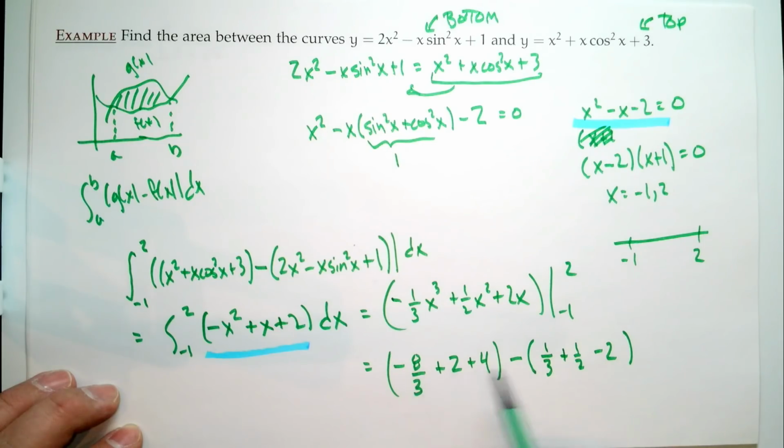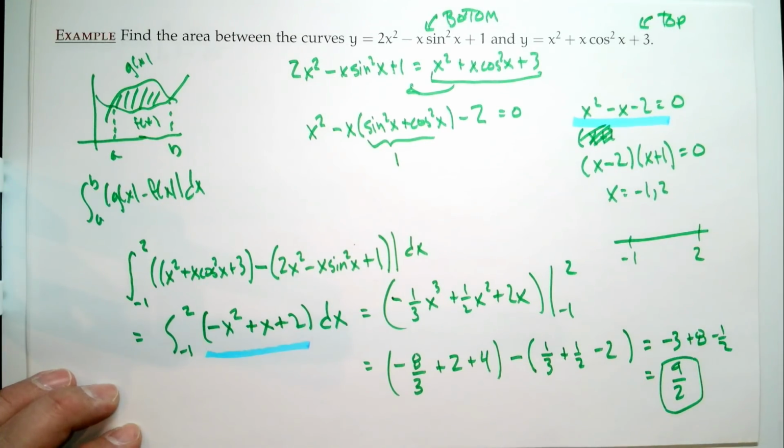So we get minus 8/3 minus 1/3. Well, that's minus 9/3, which is negative 3. Plus 2 plus 4 plus another 2. So that's plus 8 more, minus 1/2. That's 5 minus 1/2, which would be 9/2. All right. So there you go.